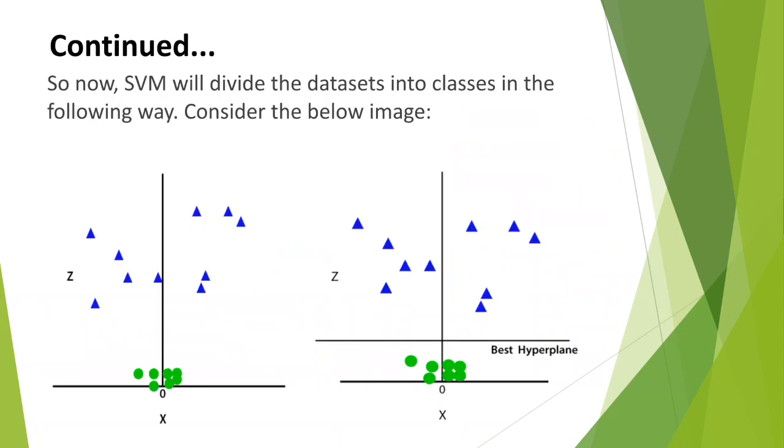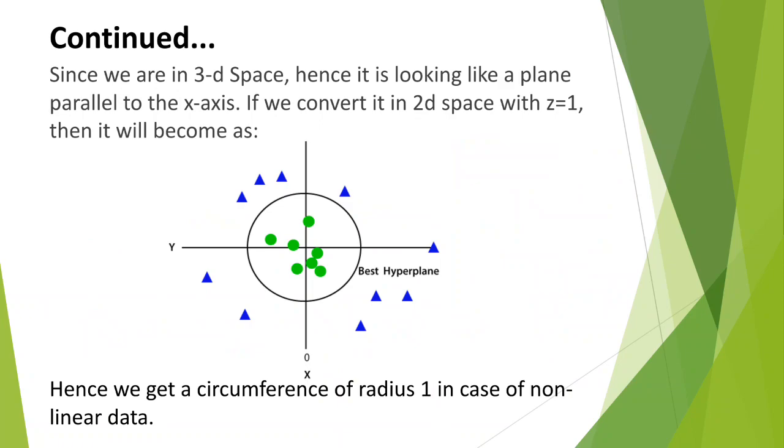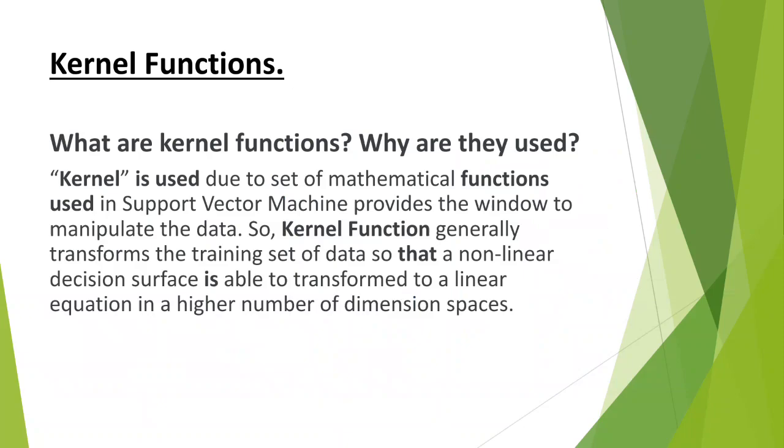Now SVM will divide the datasets into classes in the following way. Consider the below image. Since we are in 3D space, it looks like a plane parallel to the x-axis. If we convert it to 2D space with z = 1, then it will become as follows. Hence, we get a circumference of radius 1 in the case of nonlinear data.